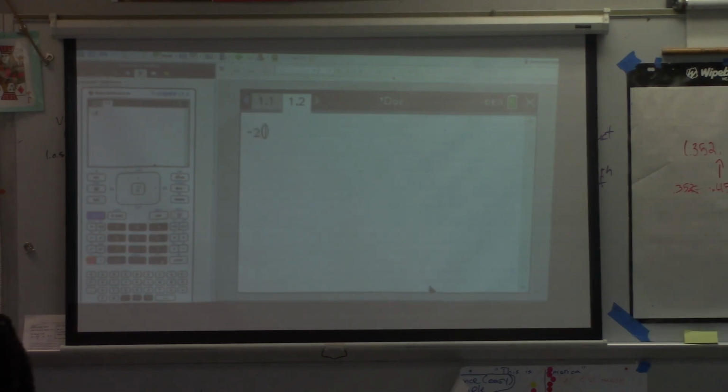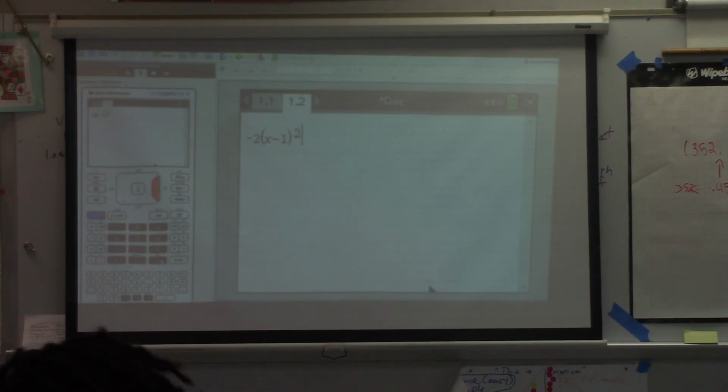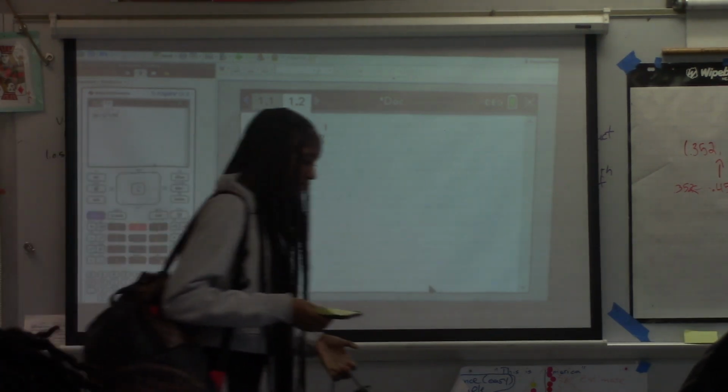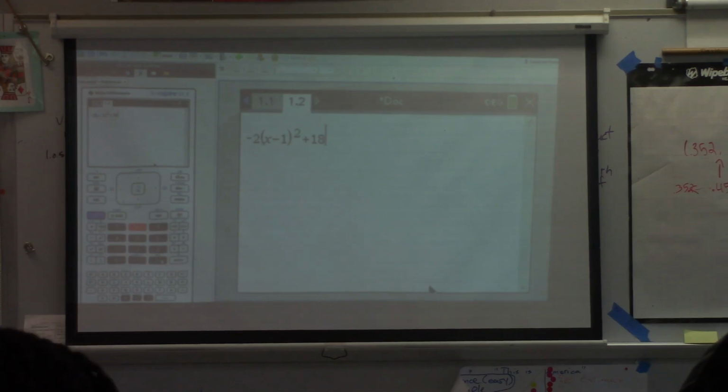Negative 2, parentheses, x minus 1, parentheses, squared, plus 18. Okay. If you do not have that typed out like this, ask somebody for help. Make sure that you know how to type that expression in.